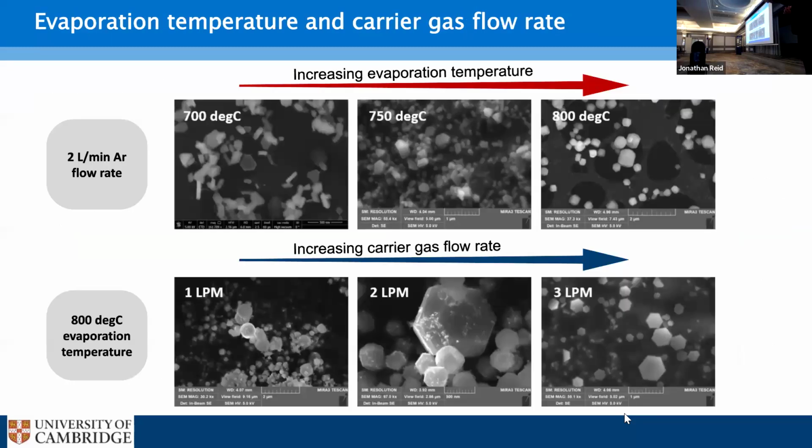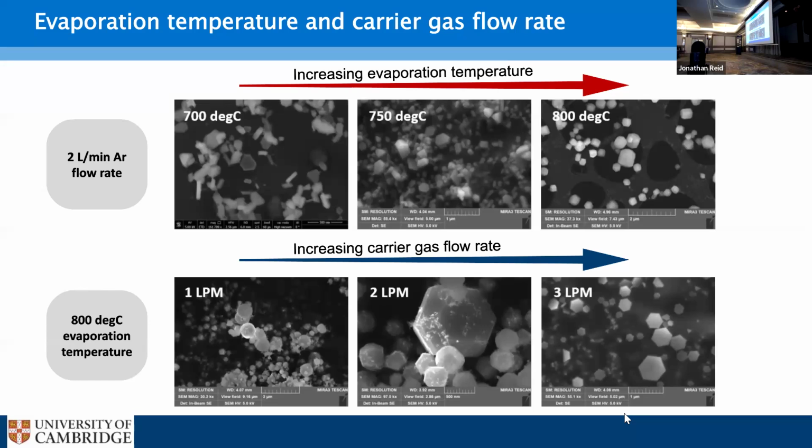I've also taken samples for a range of other conditions to isolate what the effective evaporating temperature is and carrier gas flow rate. So for the top row, it's all at a constant carrier gas flow rate of 2 liters per minute. We've increased the temperature, and we see at 700 degrees, we get these lovely thin plates. And as we increase the temperature, they increase in size and thickness. And eventually, when we get to 800 and beyond, we lose some of the faceted structures and they become more polyhedral and spherical.